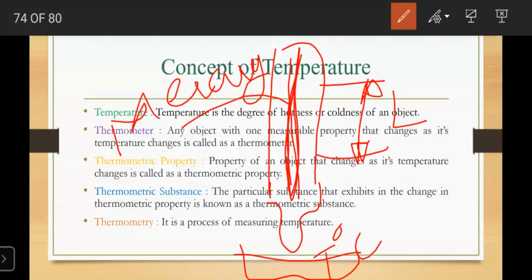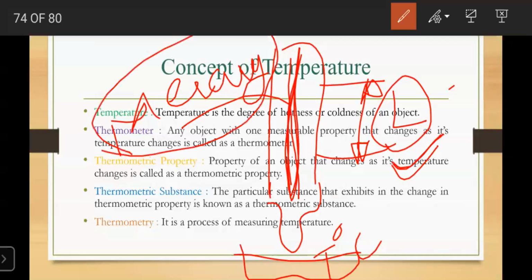What is the thermometric property in this example? Change in length, ma'am. Yes, change in length. This is the thermometric property. What is the thermometric substance? Mercury, ma'am. Mercury, right. So mercury is the thermometric substance.